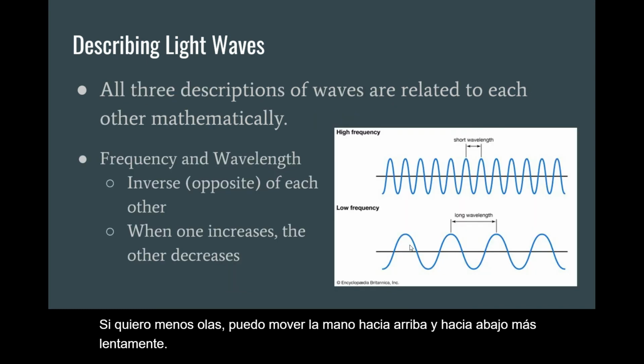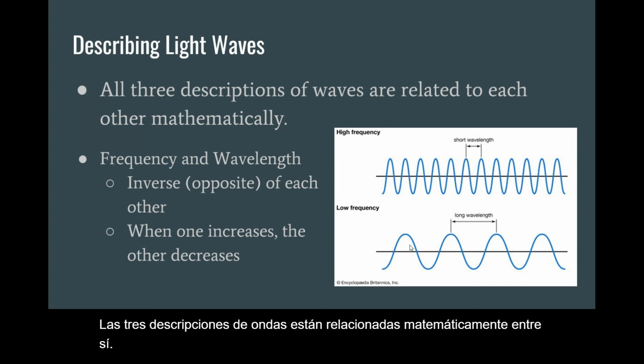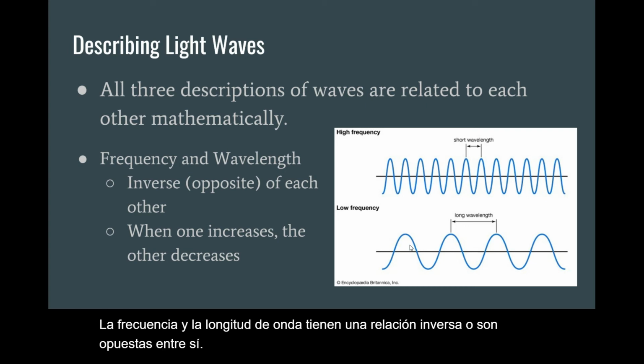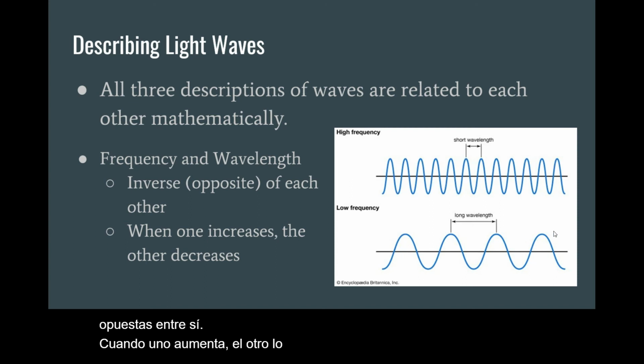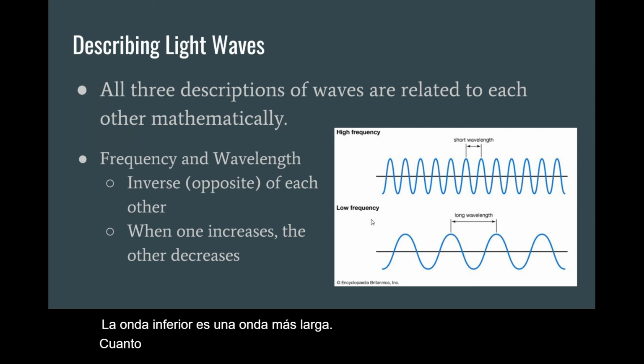So all three of these descriptions of waves are actually all related to each other mathematically. Frequency and wavelength have an inverse relationship, or they are opposite of each other. When one increases, the other has to decrease. Here, I have a short wave, but it has a very high frequency. There are lots of these waves. The bottom wave is a longer wave, the longer distance between the waves, but the frequency is lower. So they are opposites.